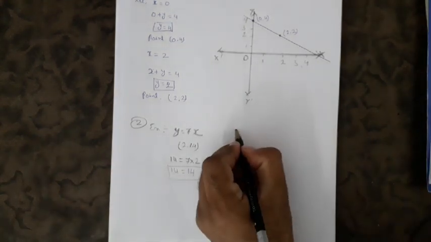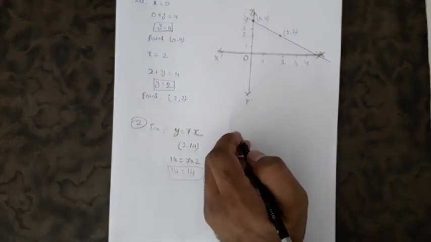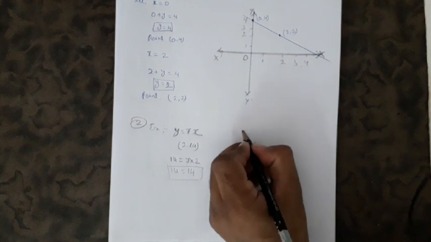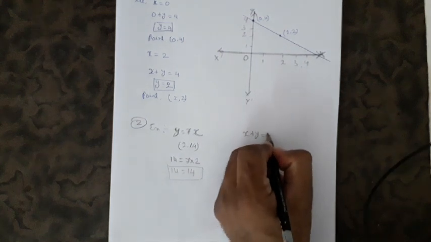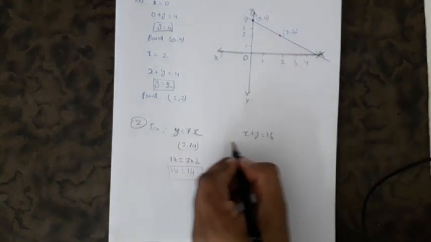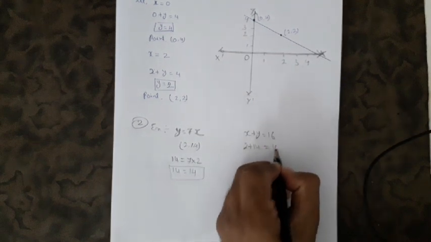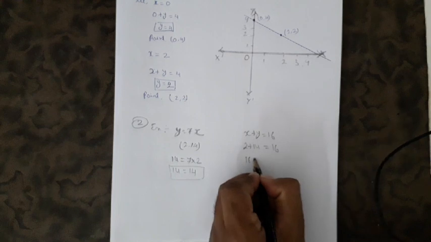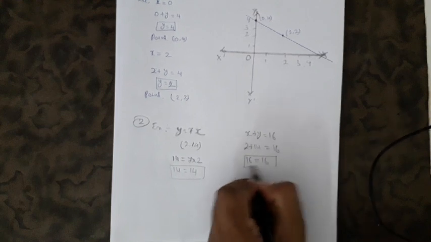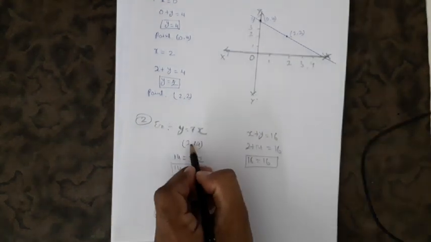One more equation I'm taking. See what we can take. Suppose I'm taking x plus y equals 16. So instead of x, I have to put 2, and instead of y, I have to put 14. 2 plus 14 becomes 16, equals 16. Again, we have satisfied the equation by using this solution.